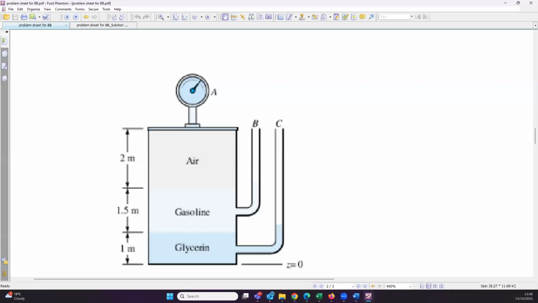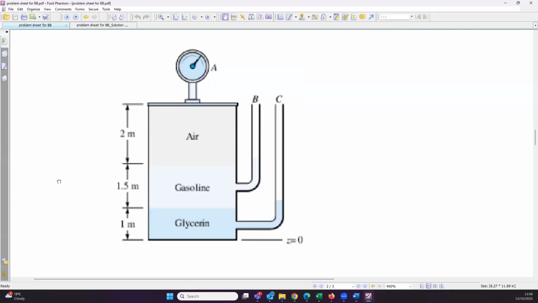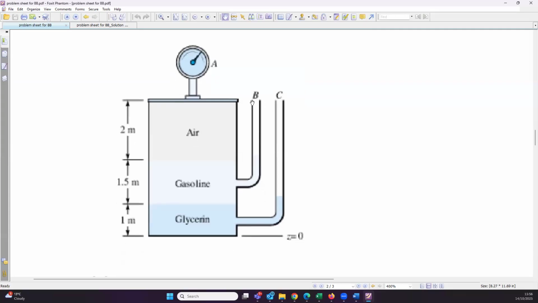If it is closed, would it still be the same? Yes. If it is closed, it will be the same because you are measuring everything in gauge pressure anyway. So then the gauge pressure becomes even more important, and you cannot solve in absolute pressure because you might end up creating more error.